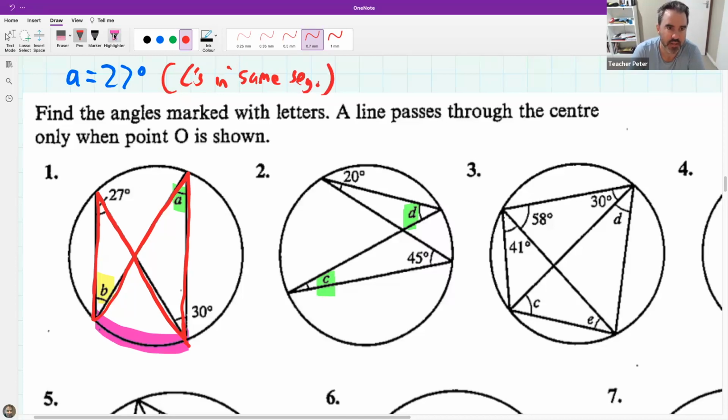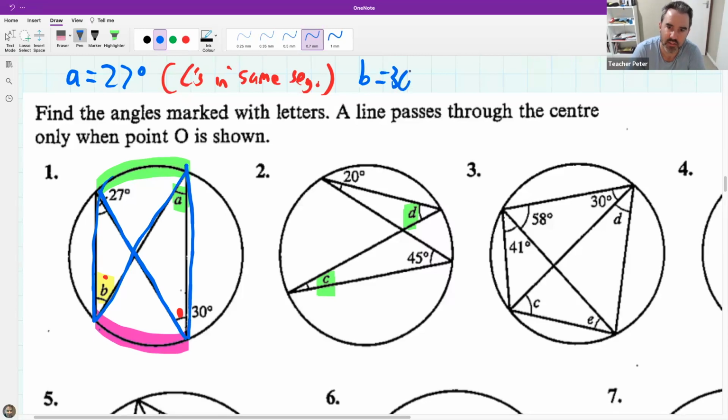And then for B, I think that that would be the dominant. So this angle over here would be equal to that angle over there. And so we know that there's a 30 here, so this B must be 30. So B is 30, and this would be angles in same segment. So that's 30, and this was 27.